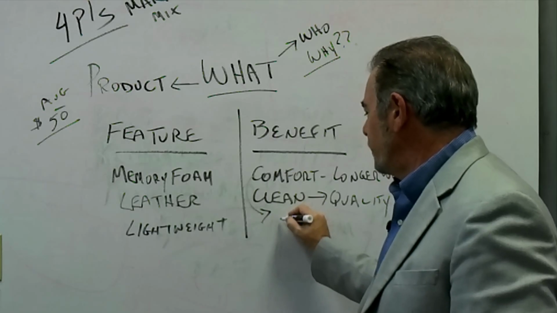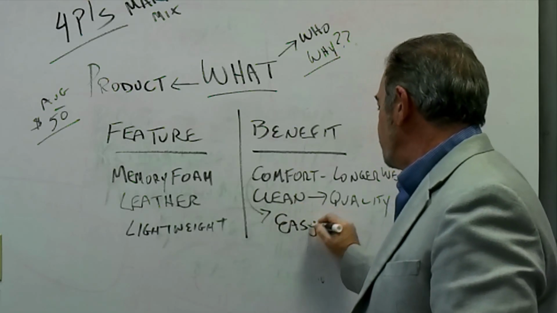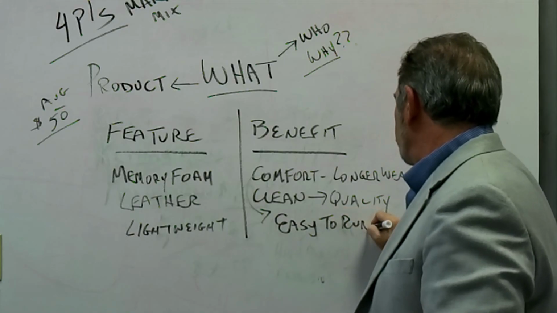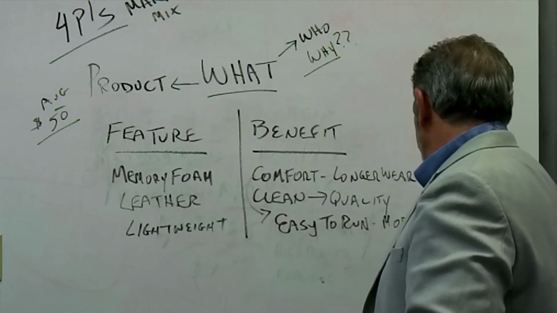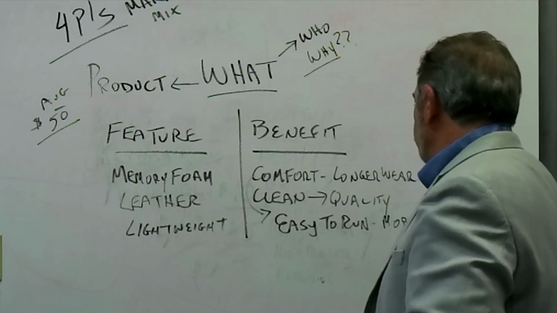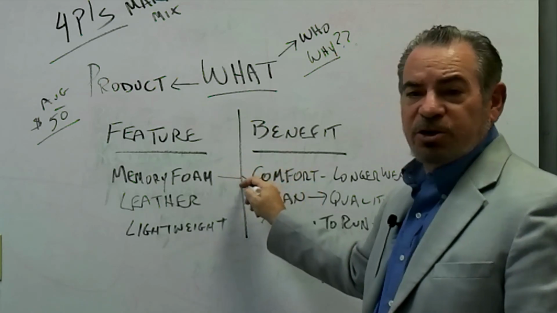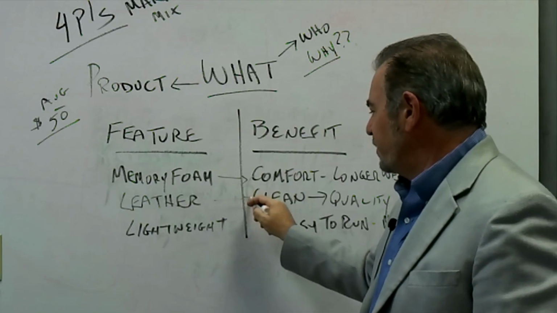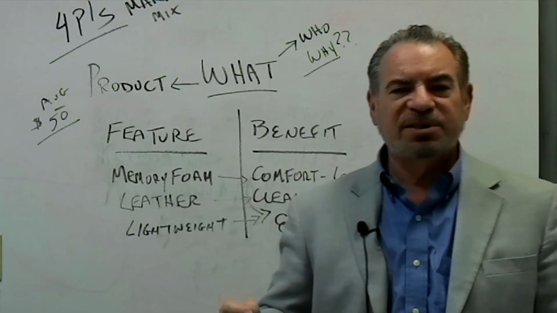Easier to run. Yeah, let's say easier to run, more mobile. Let's say, right? More mobile, yeah. More mobile, faster, speed. Okay, good. Now we get it. So those are features and benefits. Notice that every feature has a direct benefit that you get because of it. So that's that feature and benefits section.